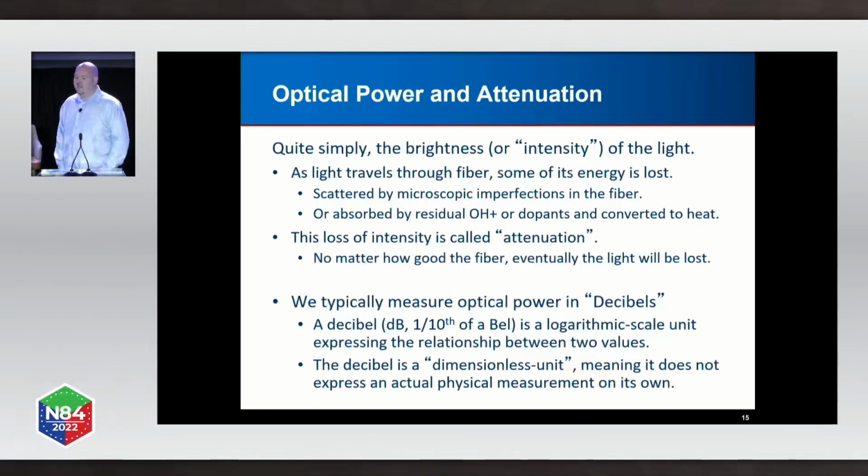We measure attenuation in decibels. A decibel, which is 1/10 of a bell, is a logarithmic scale unit. And the interesting thing that most people don't understand about a decibel is it doesn't actually say anything itself. A decibel is simply expressing a ratio. You have to compare it against something else in order to have an absolute value. So this is what's called a dimensionless unit. Here I'll talk about that.